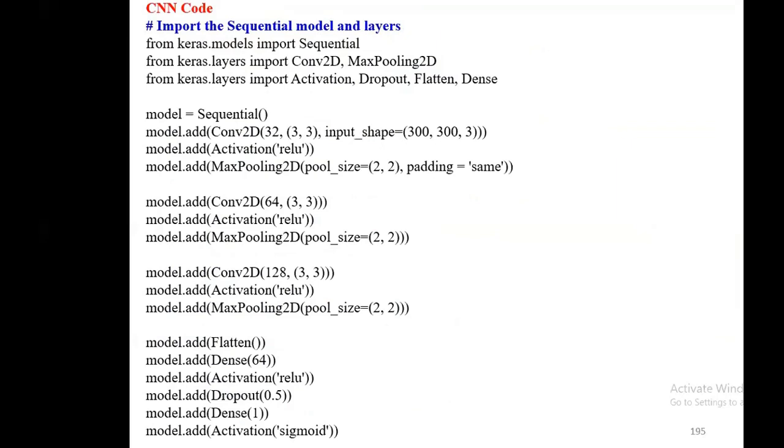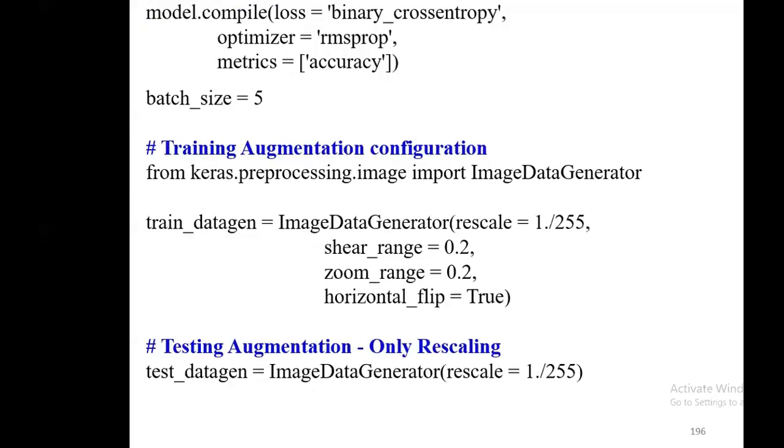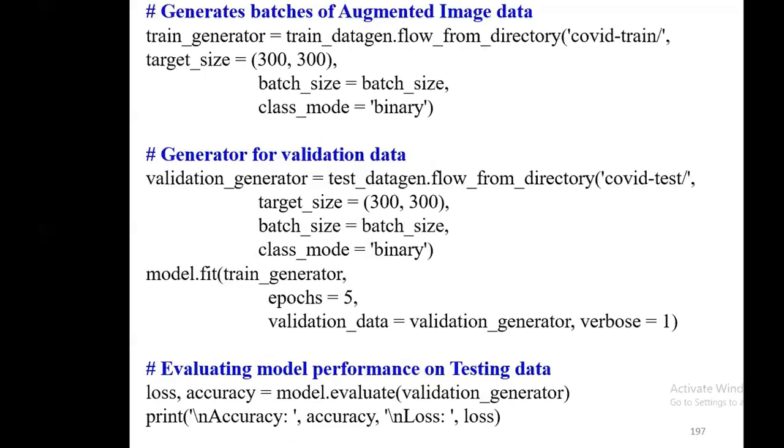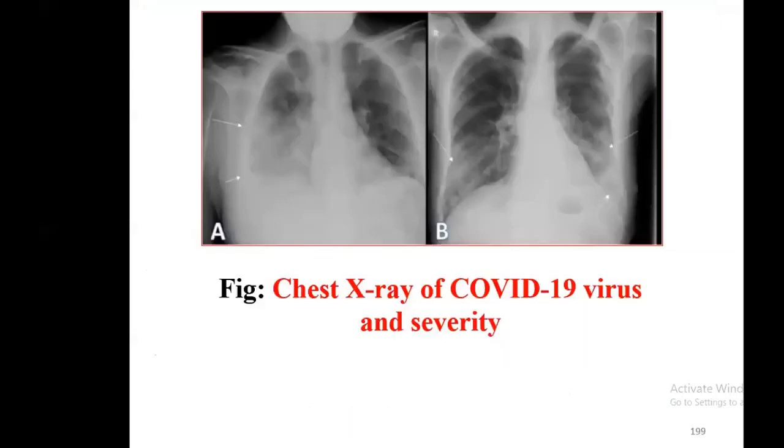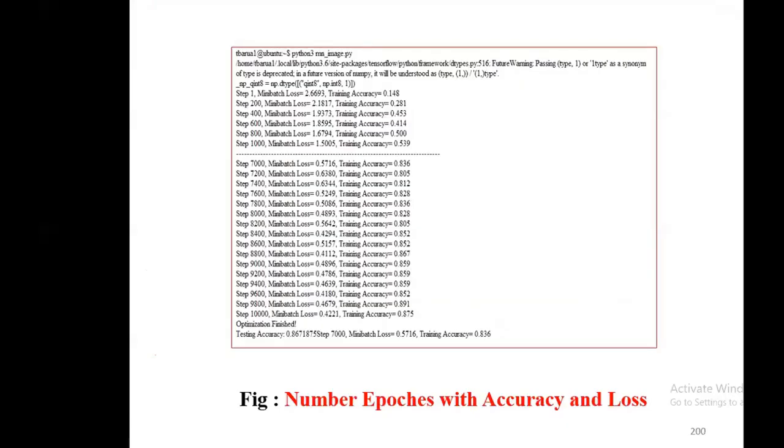And then I'm using the sequential function, dropout, activation function, flatten, dense, then training augmentation configuration, then testing augmentation, then training augmentation, which generates batches of augmented image data. This is the corona test data set. Then this is the chest X-ray of COVID-19 virus and severity levels of the image. These are the results. I got 86.7.